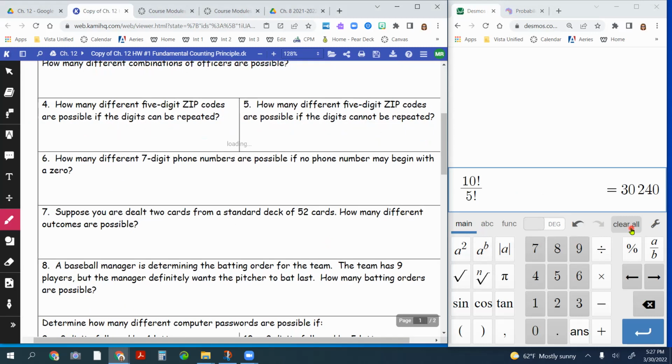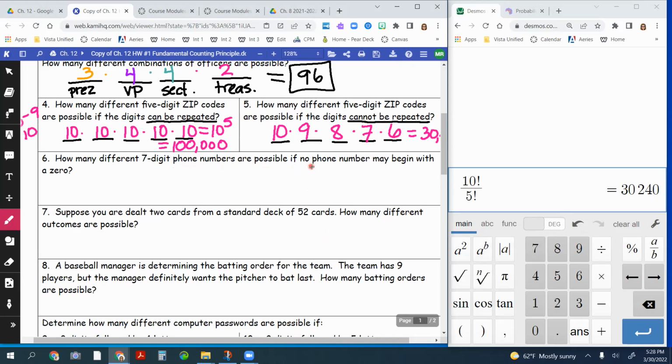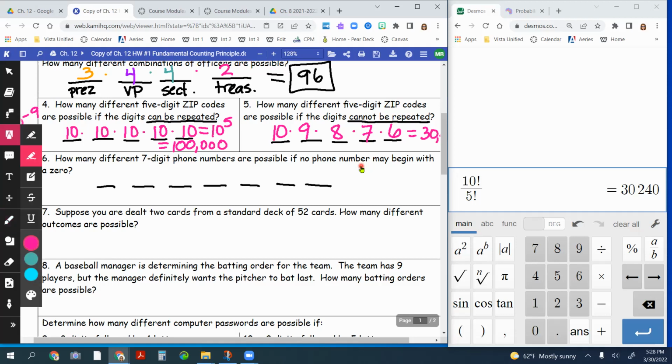On number 6, how many different 7-digit phone numbers are possible if no phone number may begin with a 0? I'm going to have seven spots, and there is a little bit of a restriction. No phone number can begin with a 0. There are digits 0 through 9, which is really 10 digits, but we cannot have 0 as our first choice. So since no 0, I only have 9 choices, 1 through 9.